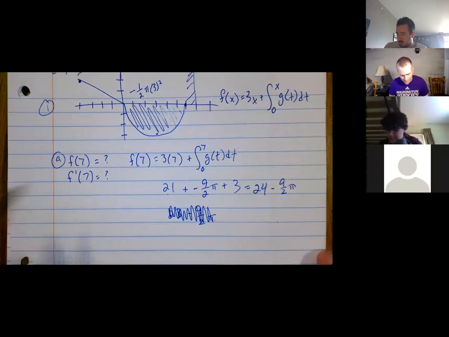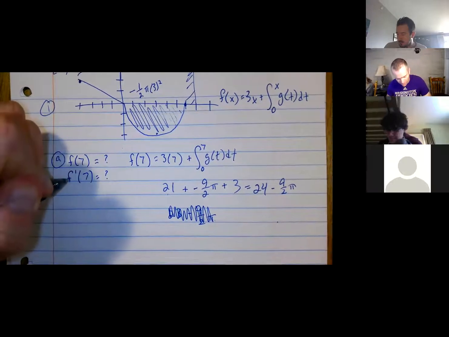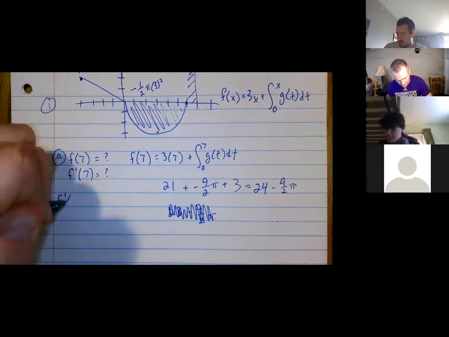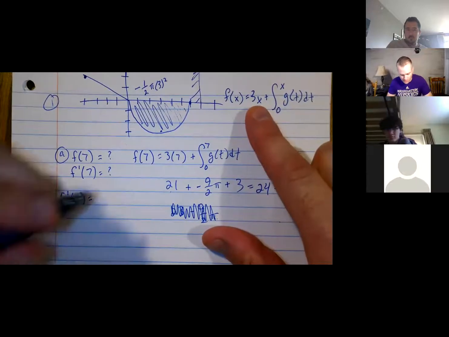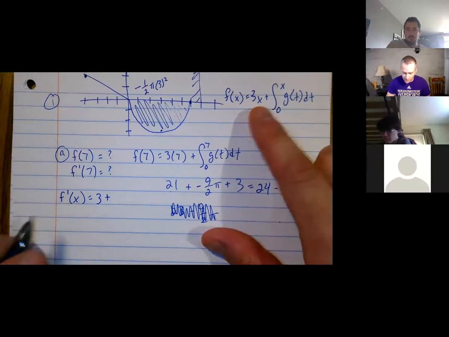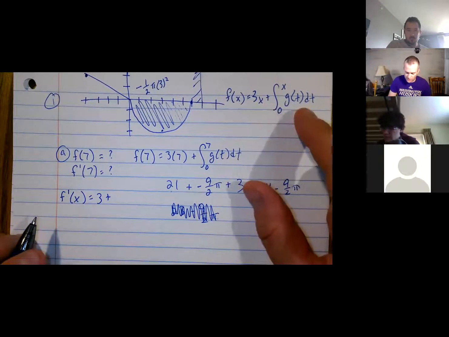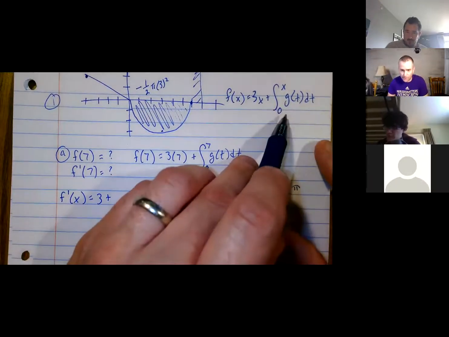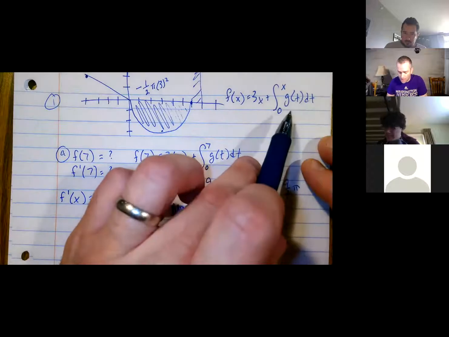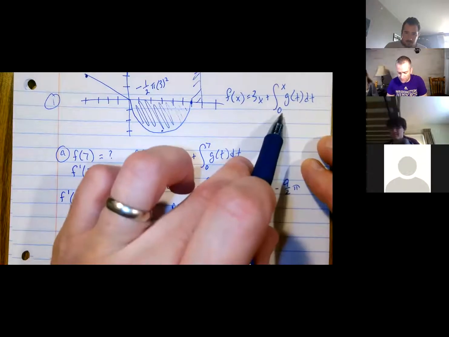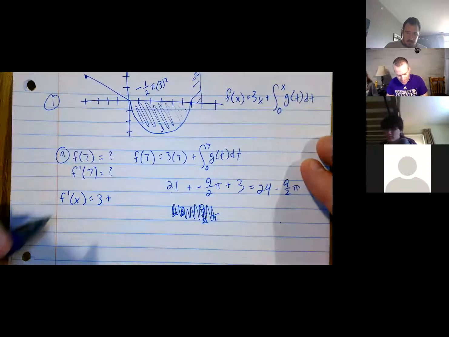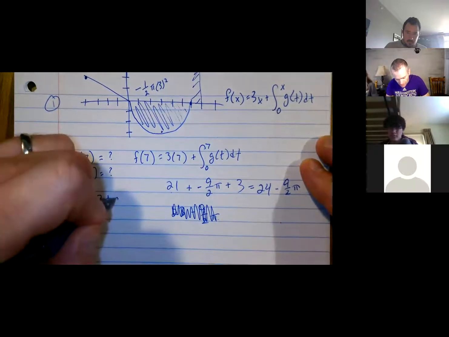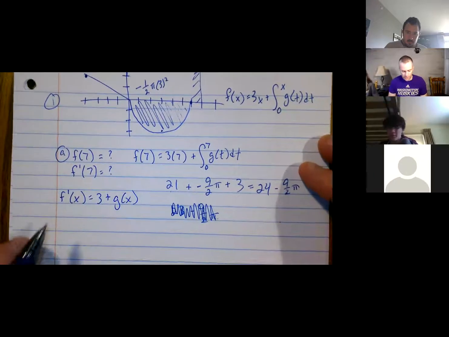But then f prime of 7. If I want to find f prime of 7, I first have to find f prime of x. First, we have the derivative of 3x, which is just 3, plus the derivative of the integral from 0 to x of g of t dt. Remember, we use the second fundamental theorem of calculus from section 7.4. We put x in for t and multiply by the derivative of x. So f prime is 3 plus g of x. That is f prime of x.